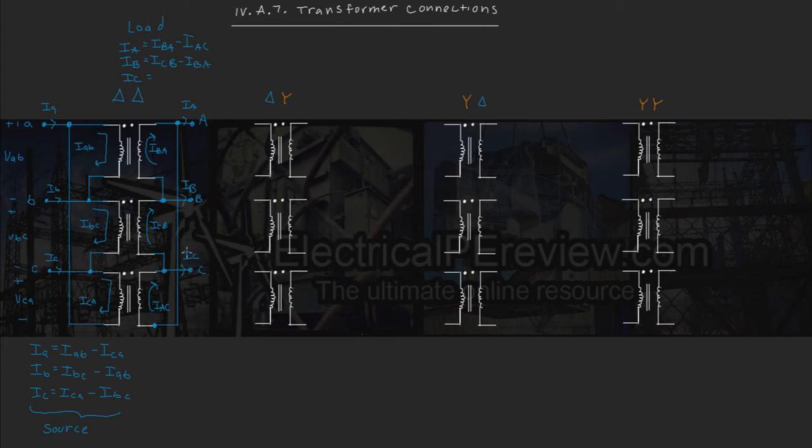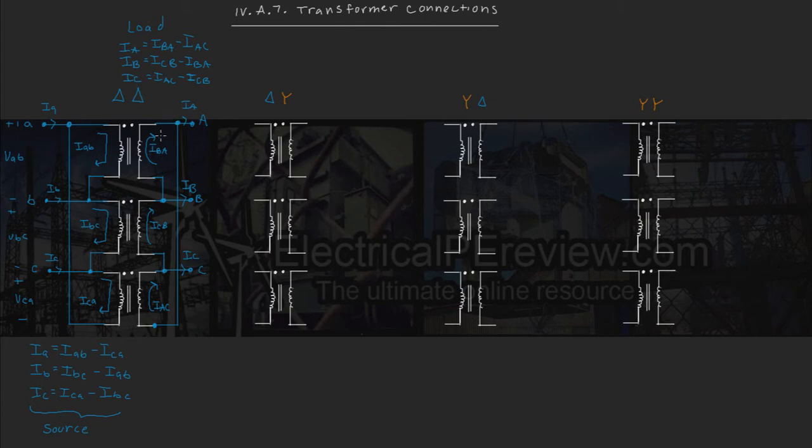Last, we've got our load line current C leaving the node is going to equal to IAC phase current entering the node minus phase current ICB leaving the node. So load line current IC equals load phase current IAC entering the node minus load phase current ICB leaving the node.